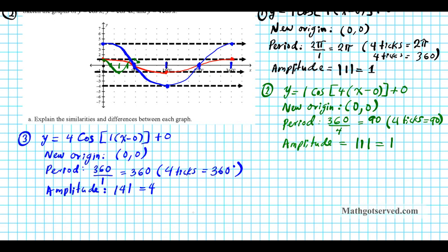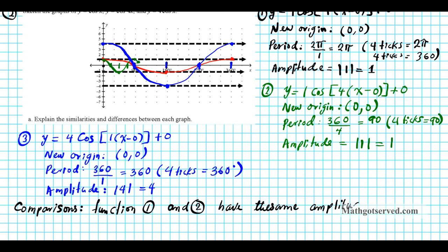Okay, let's go ahead and compare the graphs, similarities and differences. So I can just title it comparisons. What do we notice here? Periods. The green one is 2, the red one is 1. So we notice that the first and the second one have the same amplitude. Functions 1 and 2 have the same amplitude of 1, right? It's obvious on the graph.